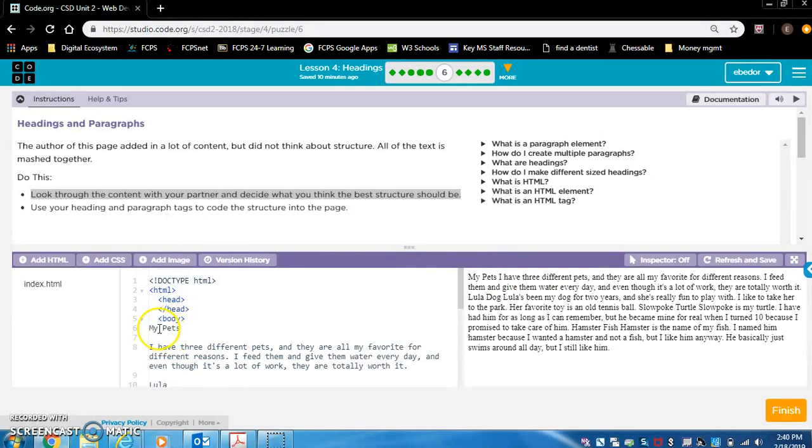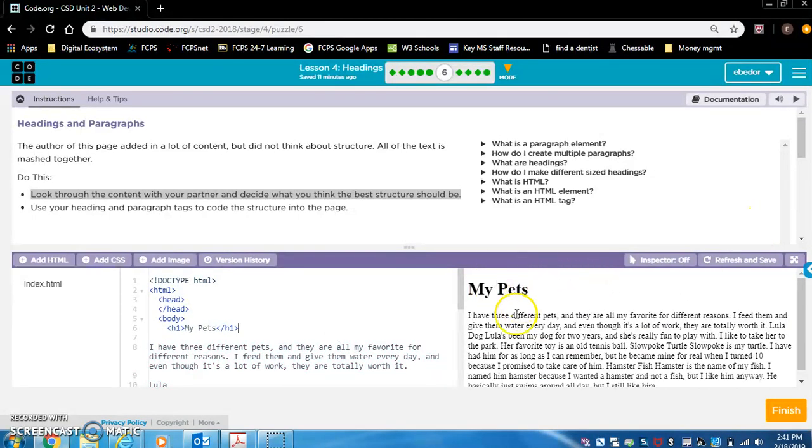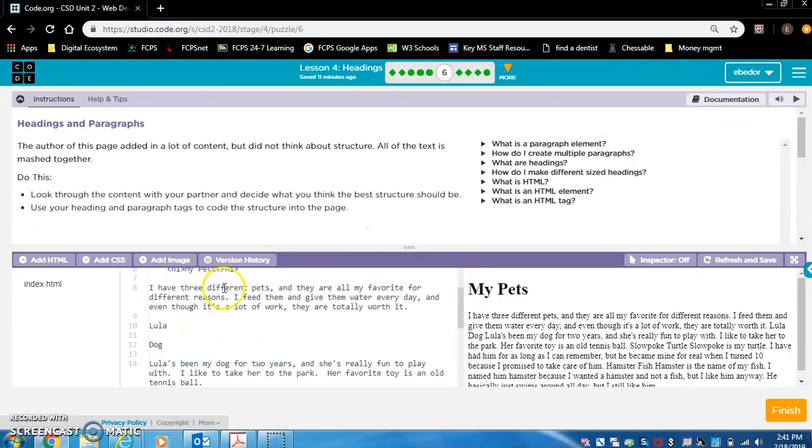Oh, okay, and we see over here in the code, clearly the person wanted to put heading tags around my pets. And what do you think? I think we should put paragraph tags around this paragraph. So let's do H1 around this because it's the biggest. Oh yeah, looks much better. Oh, I forgot to read this direction again. Use your heading and paragraph tags to code the structure into the page. Okay. So let's scroll through this code a little more. Let's put some paragraph tags here.